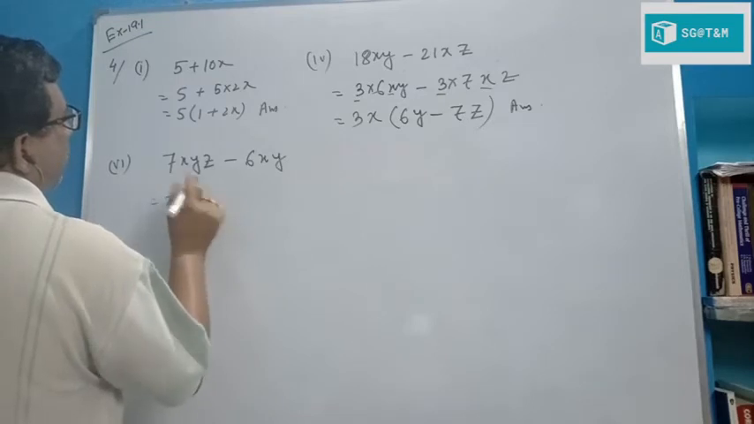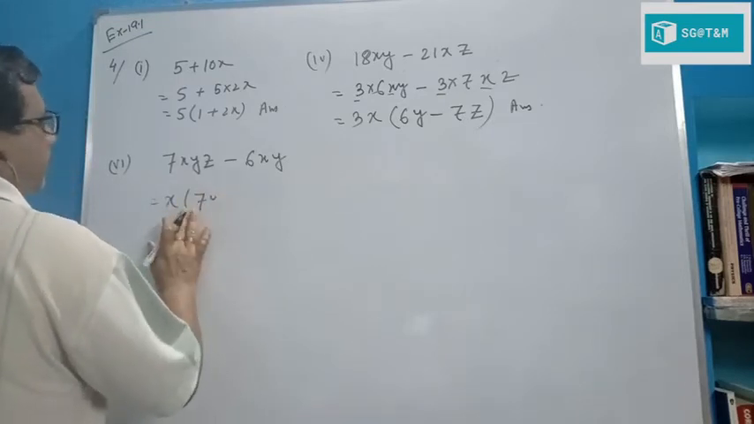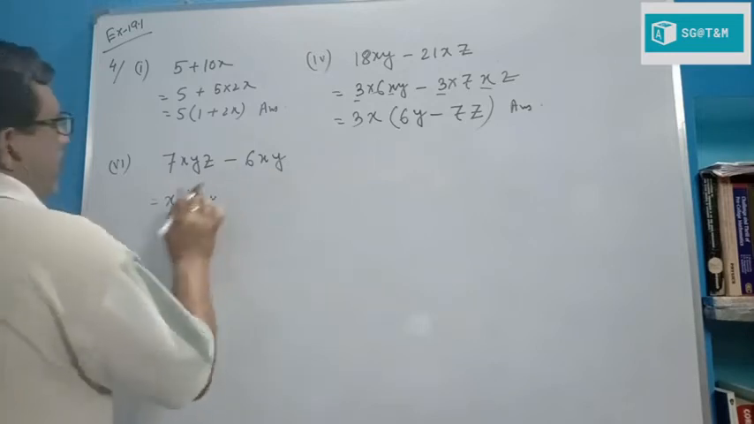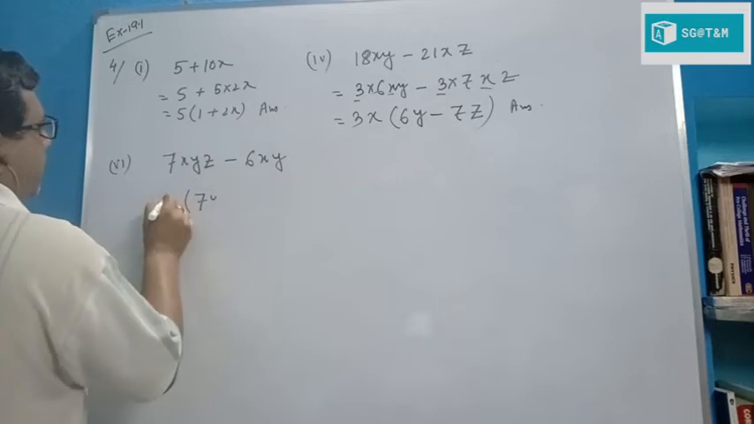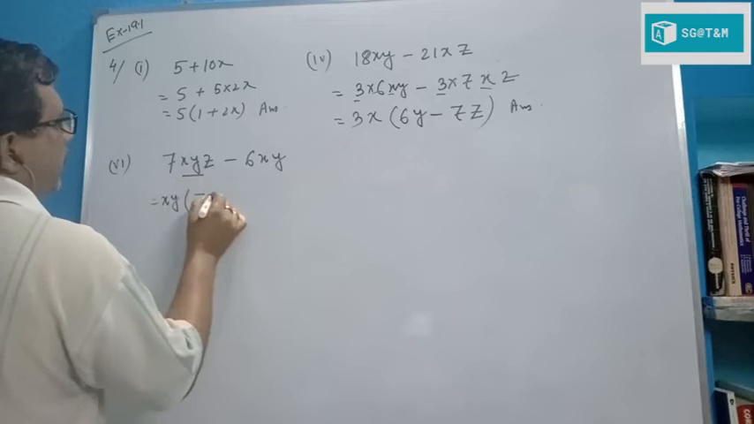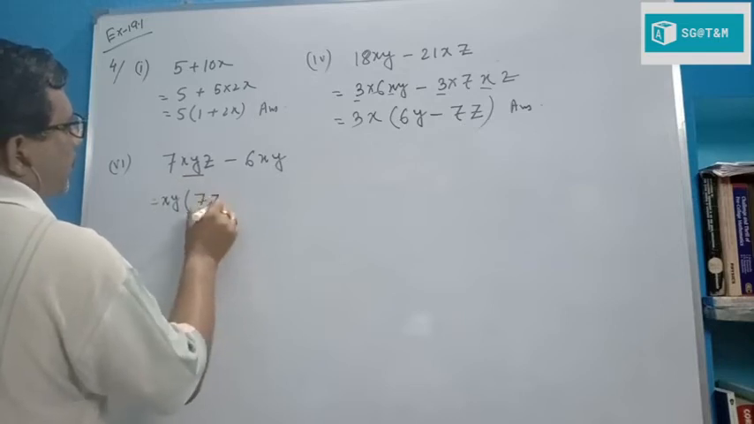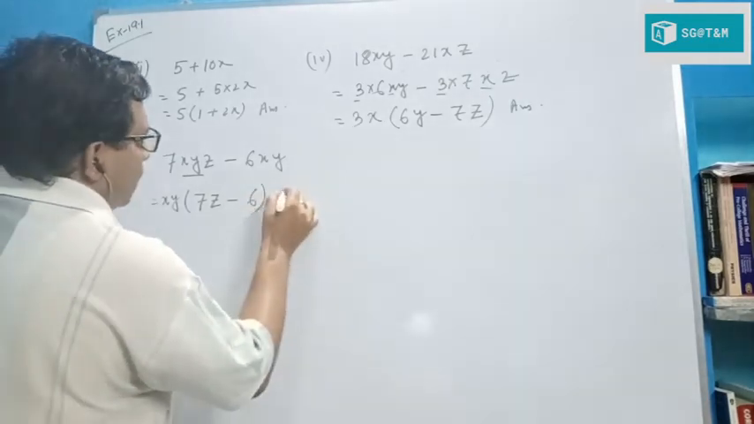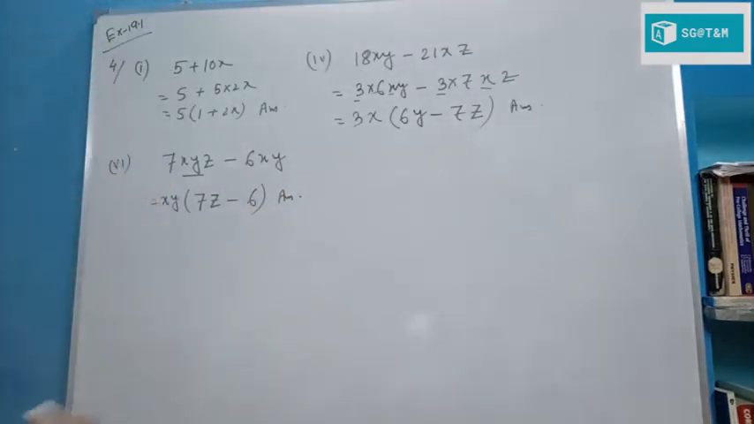From the first one, 7 into... y is also common. X and y both are common. So y is also common. Take common x into y. From the first one, xy is common. So 7 remains the same, 7 into z, and from this it is 6. This is the answer: xy into 7z minus 6.